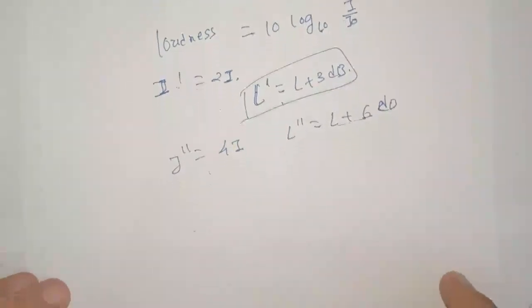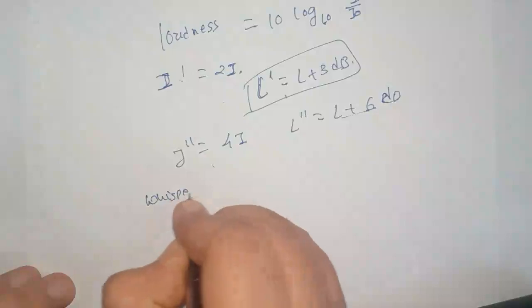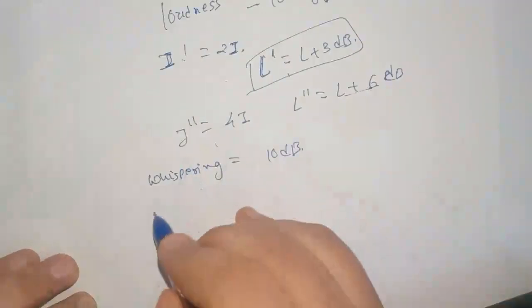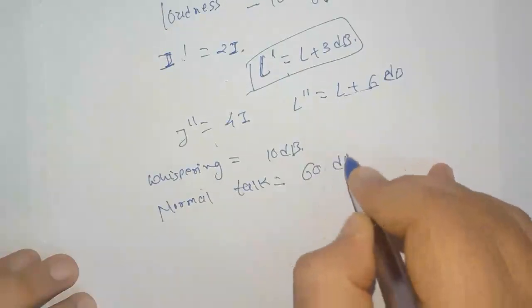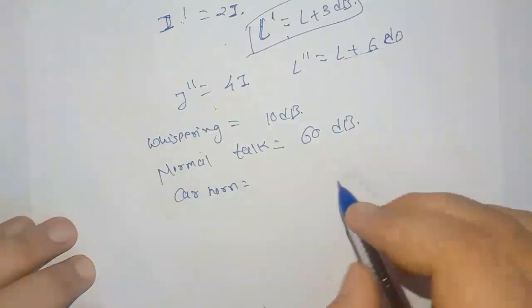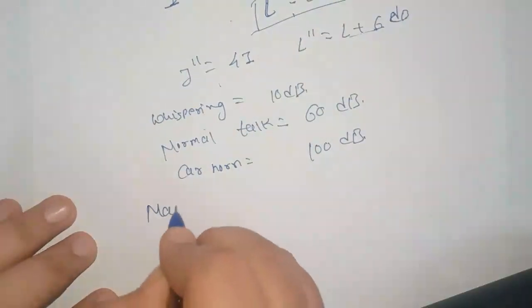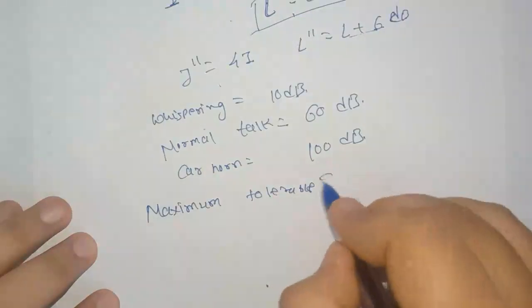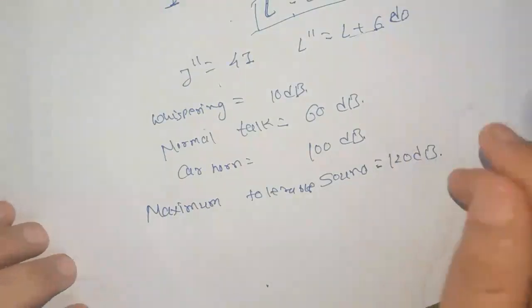Some common sound levels in decibels are: whispering is around 10 dB, normal talk is around 60 dB, the car horn is about 100 dB, and the maximum tolerable sound is 120 dB. Again, it will vary from person to person.